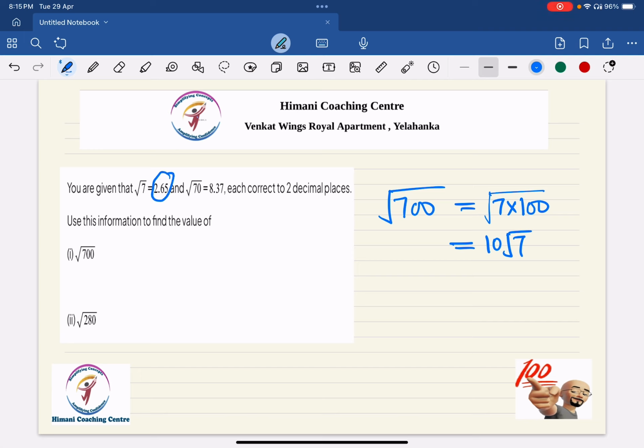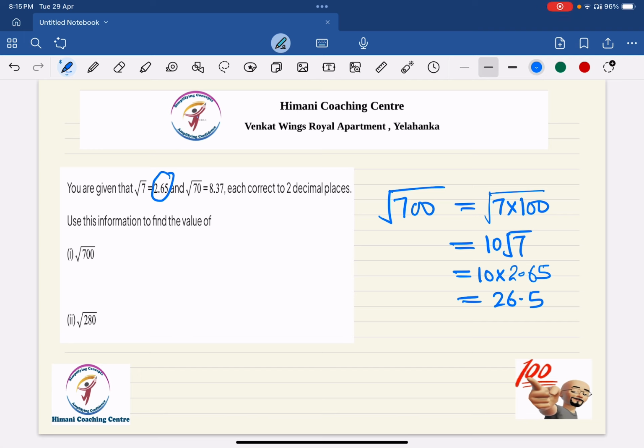And the value of root 7 is 2.65. So what will we do? 10 times 2.65. So the answer should be 26.5. Okay. Now, the other question is find the value of root 280.